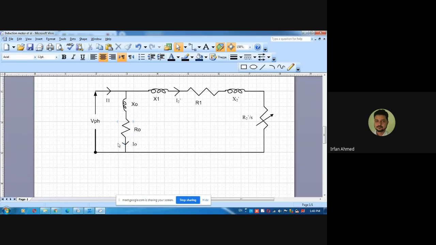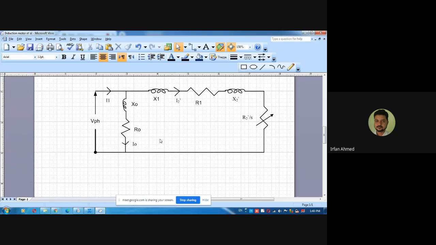In case of transformers, the no load current is very small, around 2 to 5% of the full load current. However, in case of induction motors, the no load current is much larger. It is around 30% to 40% of the full load current. The reason being, there is no air gap in the transformer, whereas there is an air gap in the induction motor. So for the flux to pass the air gap, you require much more magnetizing current as compared to the transformer.